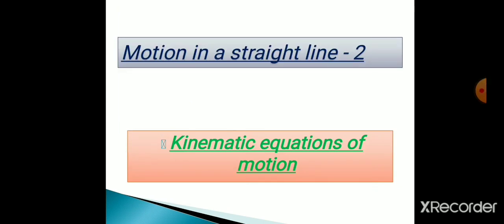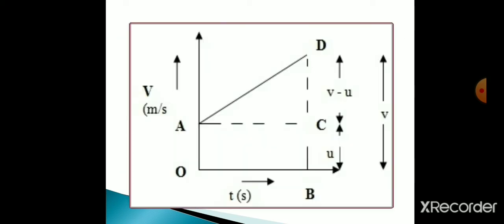In this module, we will be learning about the kinematic equations of motion. Let us refer to this velocity time graph. Let AD be the path of a particle. Let the velocity of the particle at the position A be u and the velocity at the position D be v. Let these time intervals be t equivalent to 0 and t is equivalent to t.